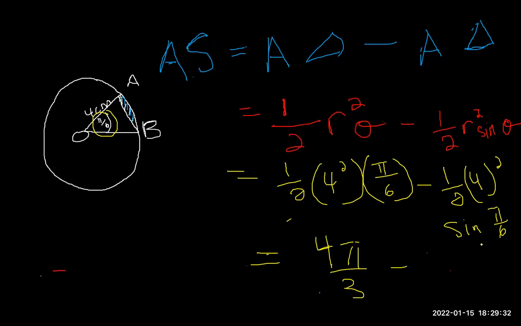So yeah. If you learn the special angles, this is actually a special angle. Sine pi over 6 is a half. So this is basically 8 times a half, which is 4. So what's the answer? You put that into a calculator.